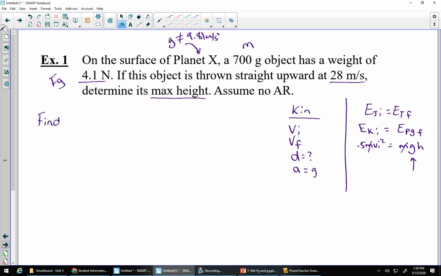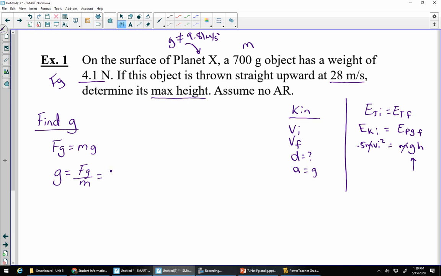Find g. So let's see, we're given the mass and we're given the force of gravity. Force of gravity is equal to mass times gravity, so that's good. I think we can find the mass from this, no problem. Mass is equal to force of gravity divided by g. Oh, no, wait, hold on. That's not what I'm looking for. That's a different question I'm thinking of. We're looking for g in this case. G is equal to force of gravity divided by mass. That's going to make a little bit more sense.